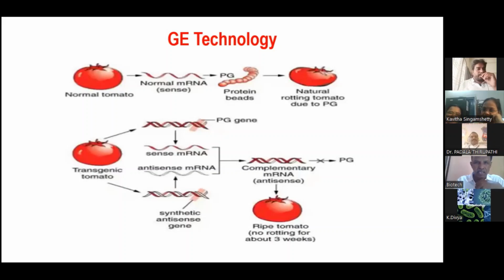It has a very small fruit, but good skin. So it does not get rotten very easily because PG release is also very slow. So they have isolated this, and then the antisense RNA technique has been used here. Thank you very much, sir.